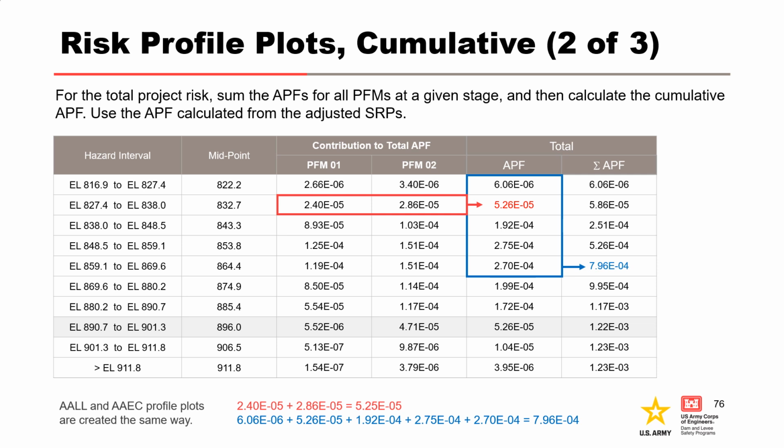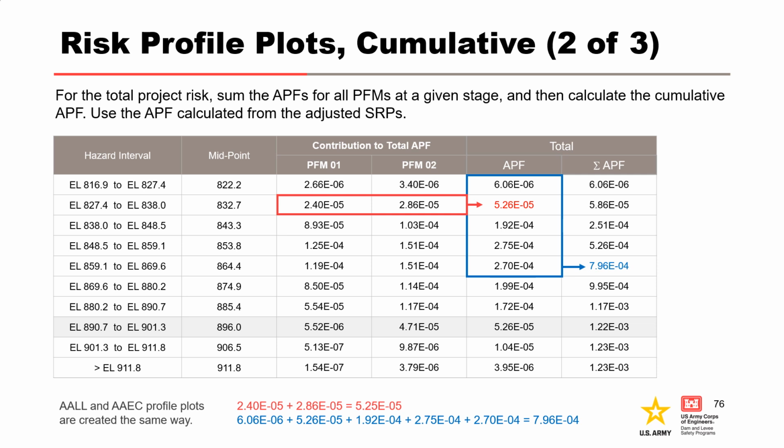We can create these plots for annual probability of failure, average annual life loss, and average annual economic cost. We can create them for individual failure modes, like on the previous slide, where we use the unadjusted system response. And we can create them for the total project risk, where we use the adjusted system response to get the potential failure mode's contribution to the total, as shown here.